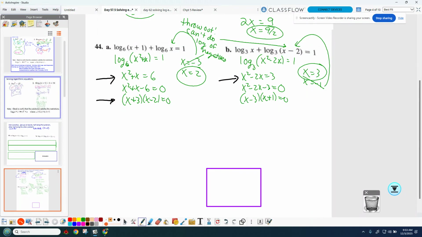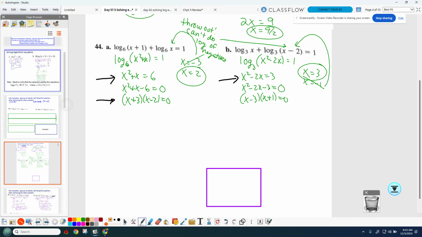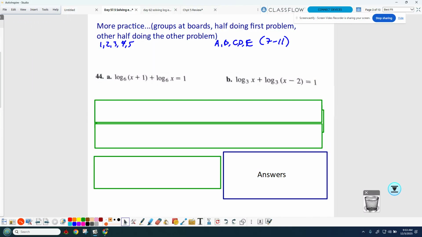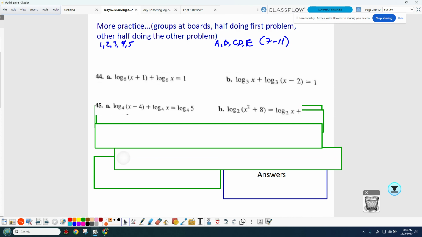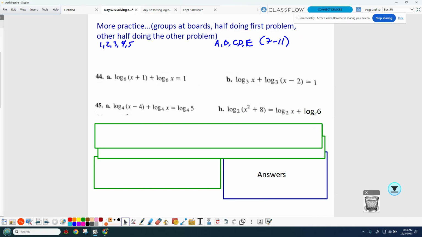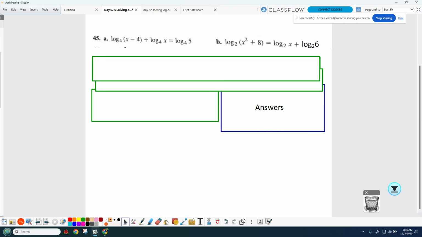Okay. Should we do the hard ones? Where did it go? All right. These 2 are next.